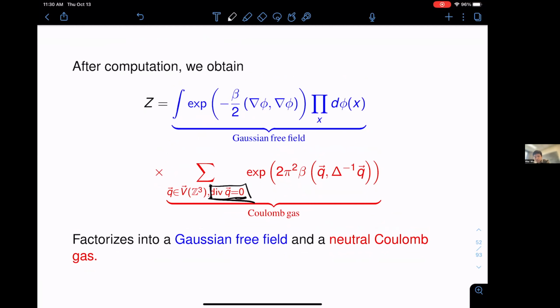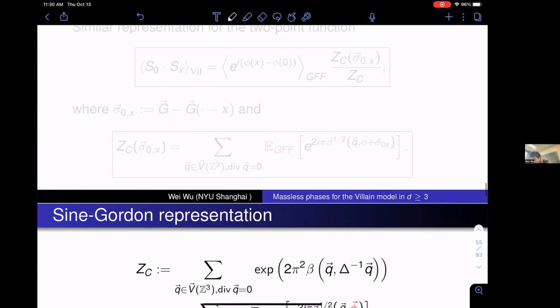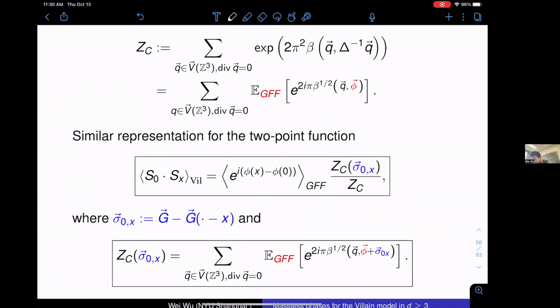Now, this is what you did on the partition function level, but you can also do it not just for the partition function, but for correlation functions. You get a ratio of the Coulomb gas partition functions. It's exactly the same kind of argument, where this sigma, you could think of this as a Coulomb gas where you insert a plus charge at 0 and a minus charge at x. So this is how this term behaves. You have an extra difference of the Green's functions.